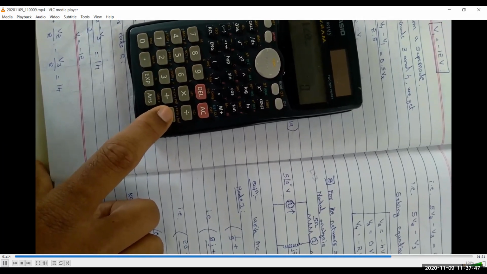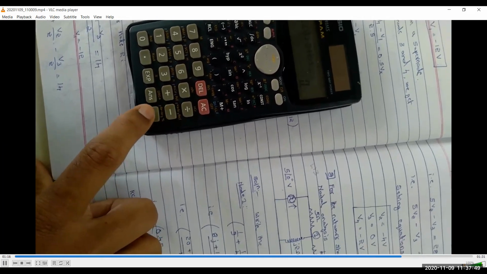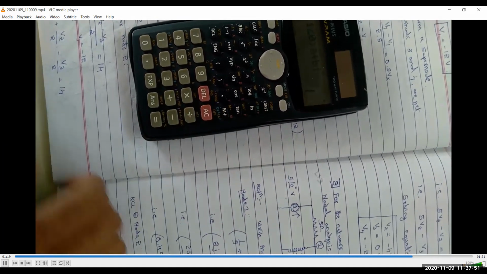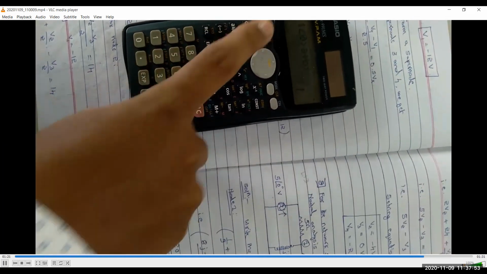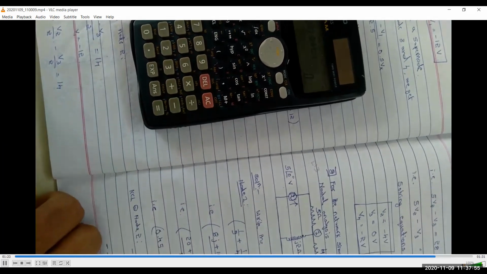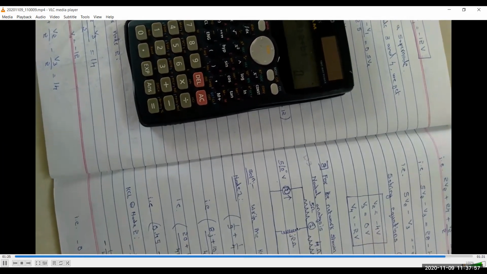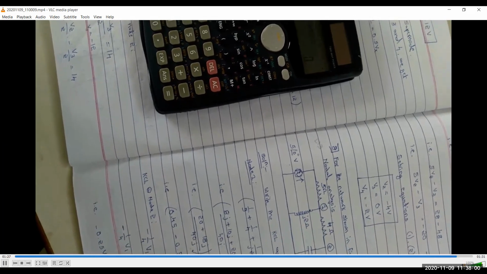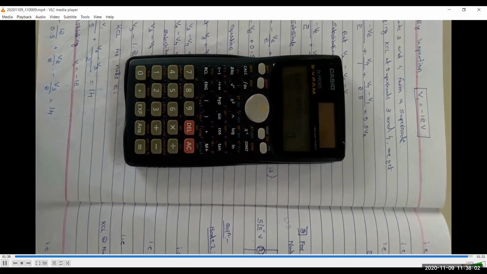Then click shift and the minus button. The a plus bi form is there, just click that, so it will give you 1. Then if you press shift equal to, it will give the i form: 1 plus 0i, which is nothing but 1. So that's what the answer is. Thank you.